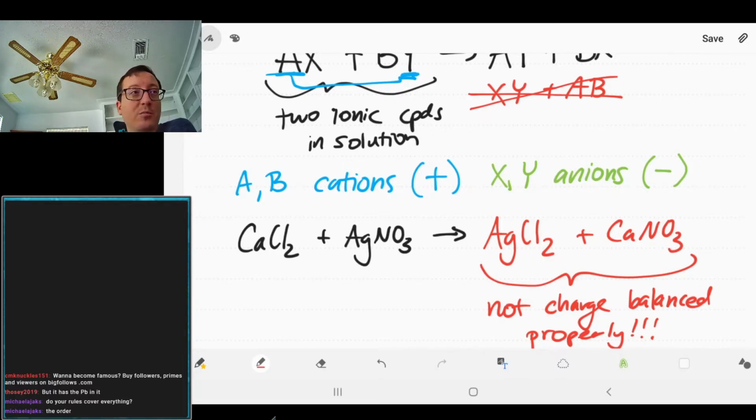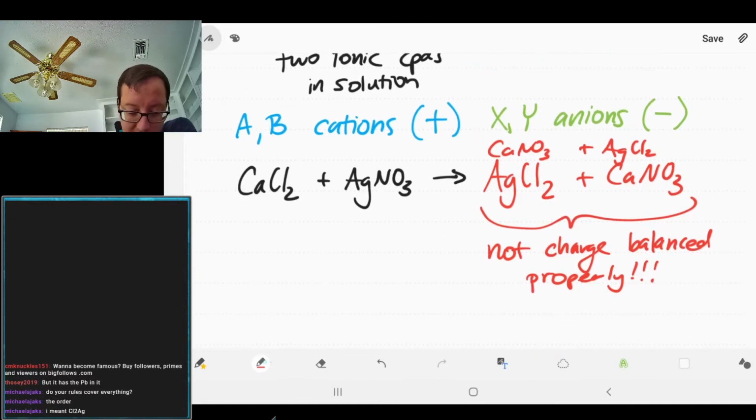It doesn't matter which one you put first. This doesn't change anything. We still have our 2 products, but the products are wrong. That's the problem here. So remember in math, 1 plus 3 is the same thing as 3 plus 1. We can change the order of them. It doesn't matter. So, good guess, but not what we're looking at here. These aren't charge balanced properly.